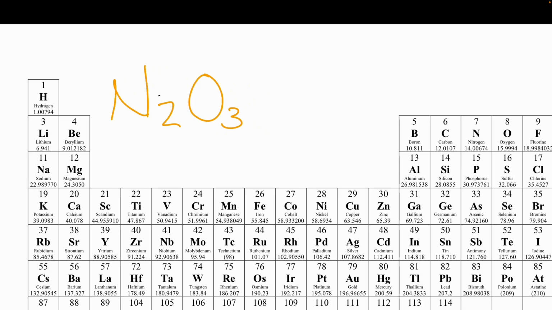All right, so to be clear for my calculation here, I'm going to do 2 times the molar mass of nitrogen, which is this 14.00674 value, plus 3 times the molar mass of oxygen, this 15.9994 value. And that's how I'll get the molar mass of my compound here.